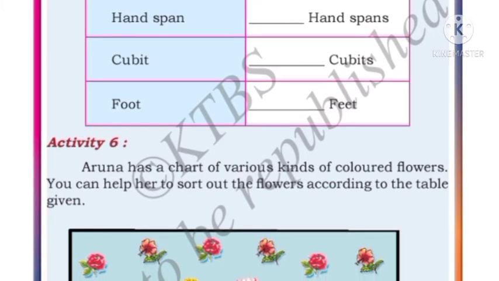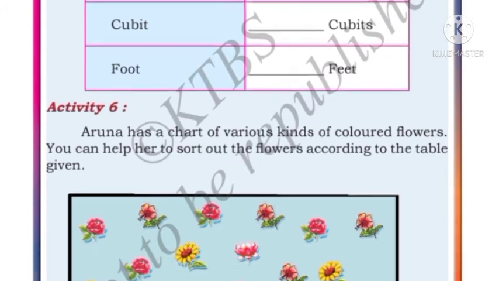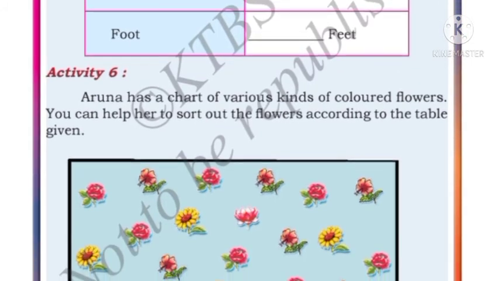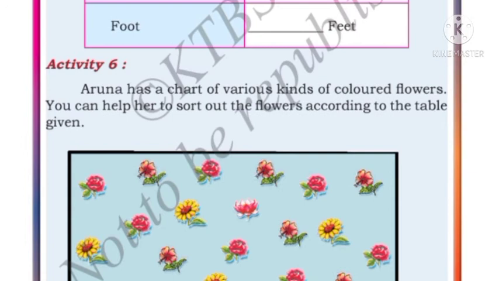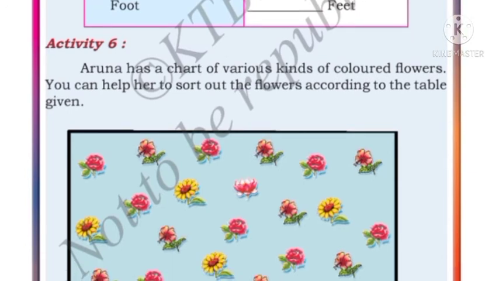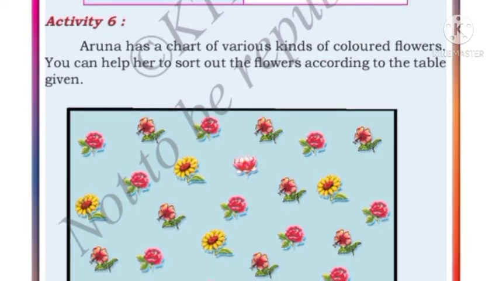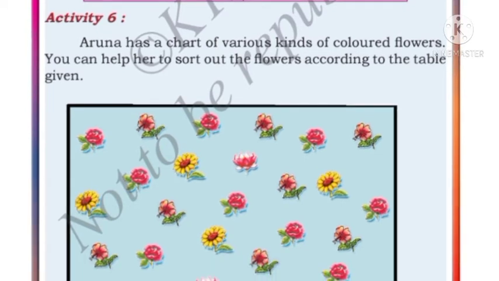Next activity. Aruna has a chart of various kinds of colored flowers. Now you can help her to sort out flowers according to the table. Children, how many roses are there? Let us count the roses. 1, 2, 3, 4, 5, 6, 7, 8, 9. So how many roses are there? There are 9 roses.